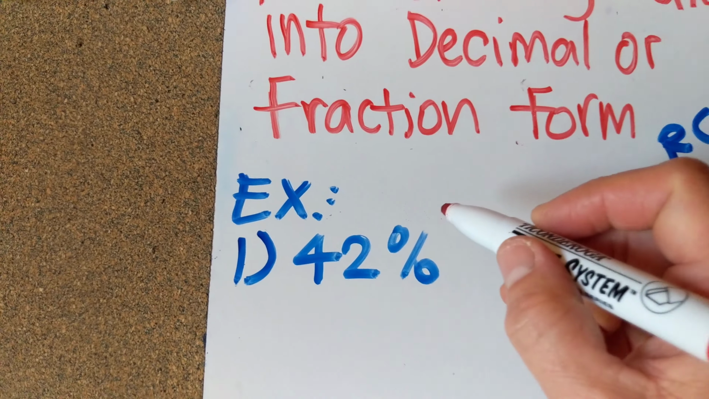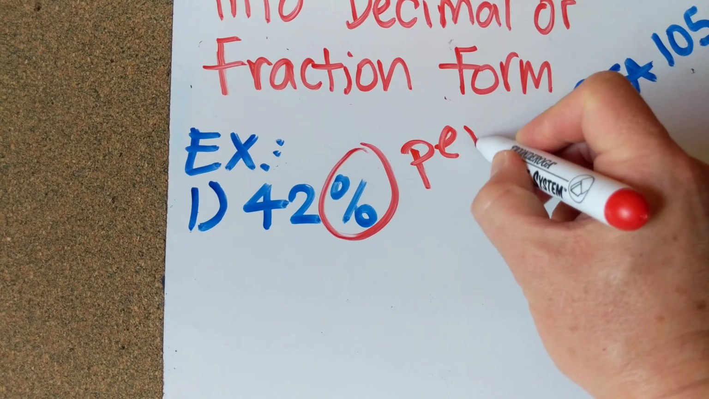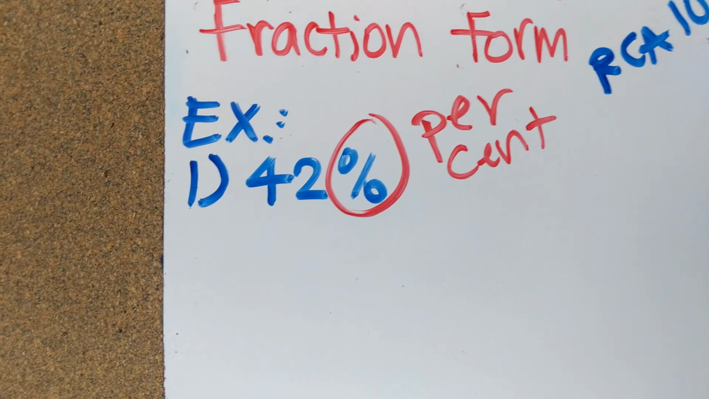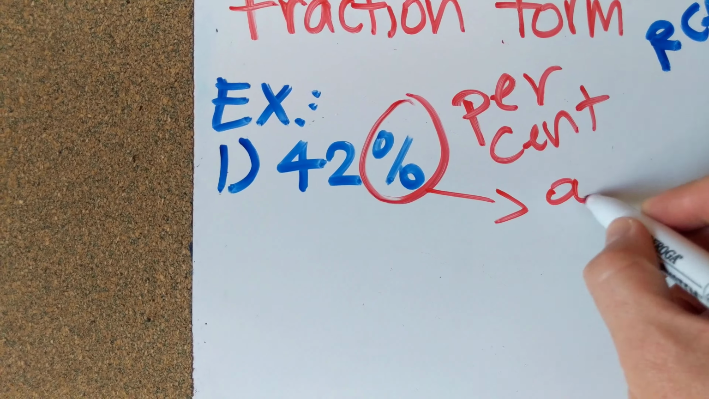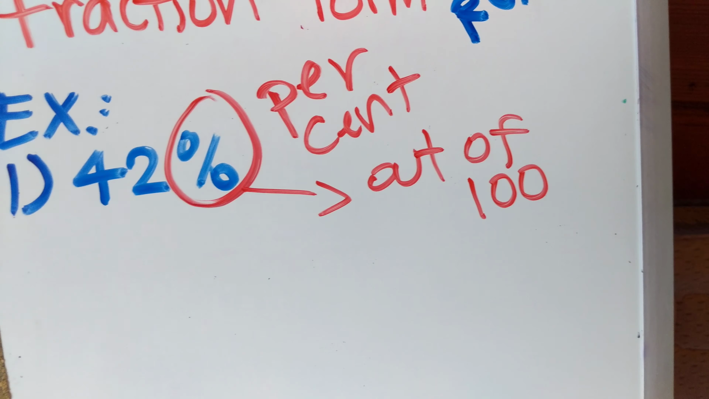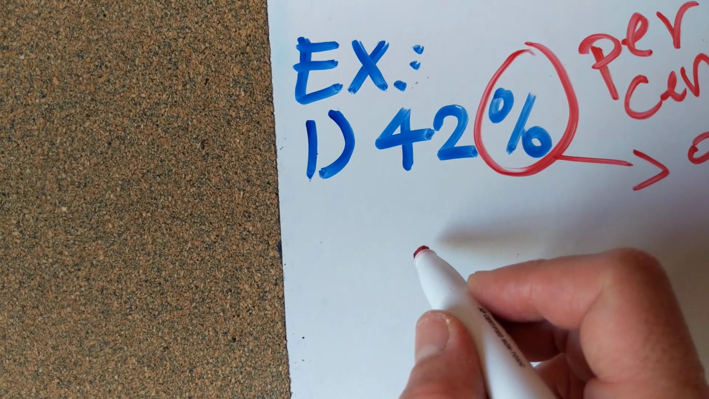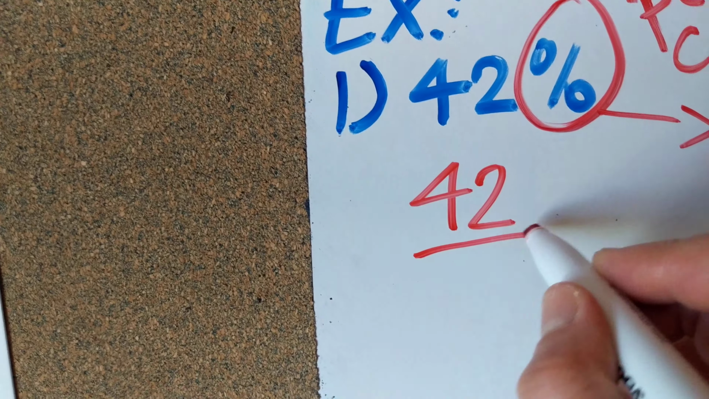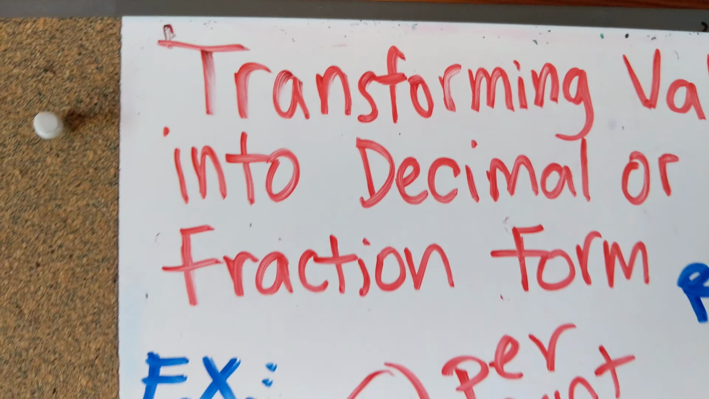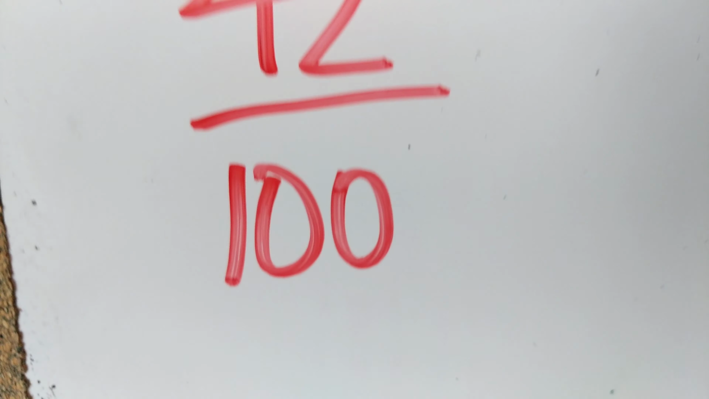42%. We know that this percent means out of 100. Out of 100 means over 100. In other words, what we have is 42 over 100. So we have transformed this value into a fraction.